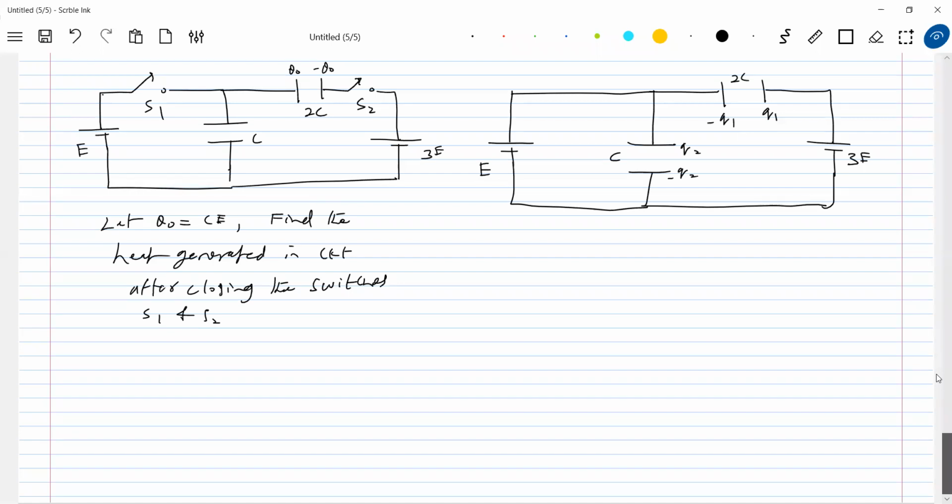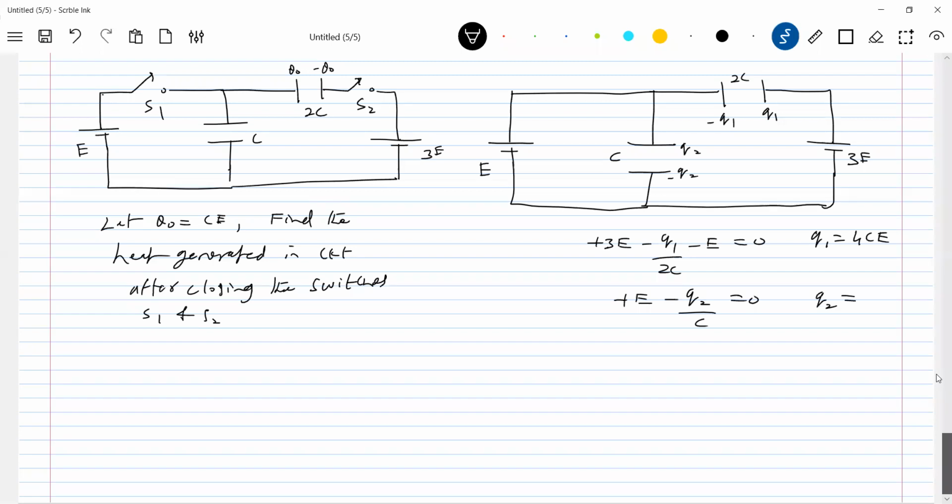We are safe. So let's write the KVL equation. So plus 3E minus Q1 by 2C minus E equal to 0. So Q1 equal to 4CE. Similarly, we'll go for Q2. I'll write only the loop equation here. So this should be plus E minus Q2 by C equal to 0. So Q2 equal to how much? CE. These are the charges.